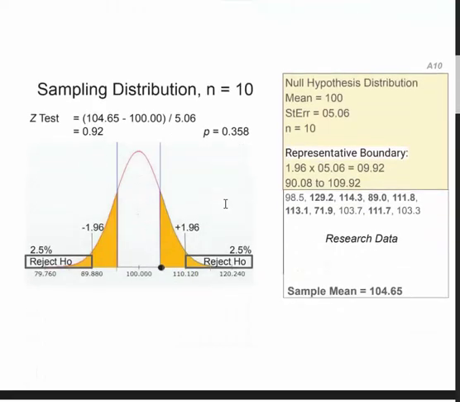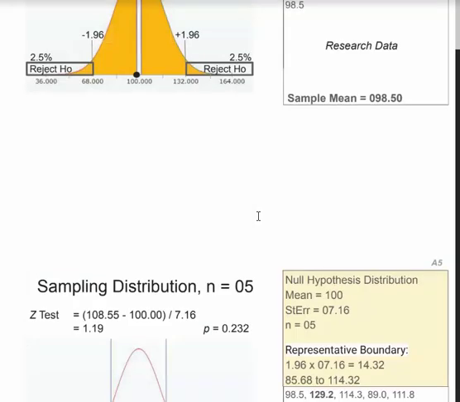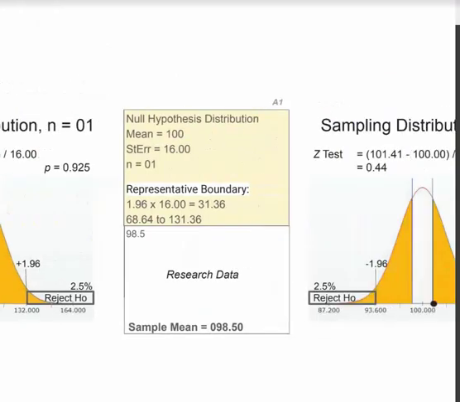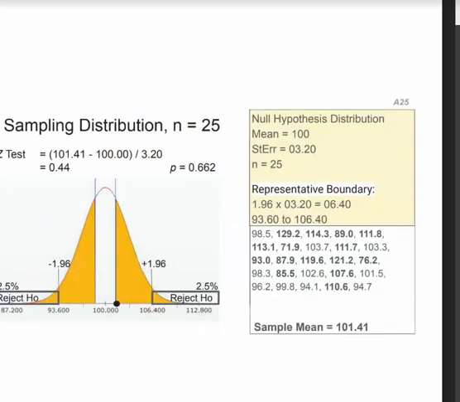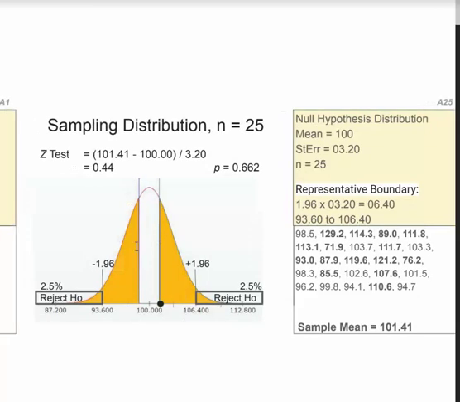No error there. For a sample size of 10, again, our sample mean is not in the reject zone on either side. Our z-test didn't make it to the plus or the minus 1.96. Our p-value is greater than 0.05. So again, based on any one of those three criteria, we'd retain the null hypothesis. For a sample size of 25, again, sample mean isn't in the reject zone. Z-test is not greater than plus or minus the 1.96, and the p-value is greater than 0.05.